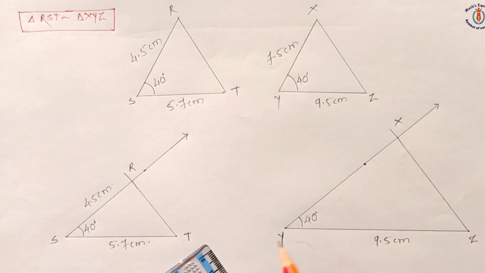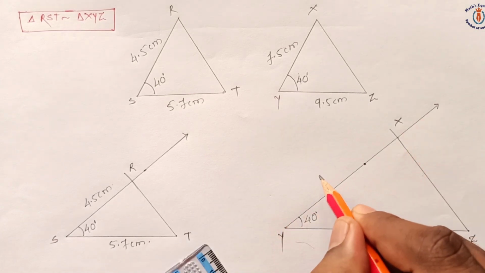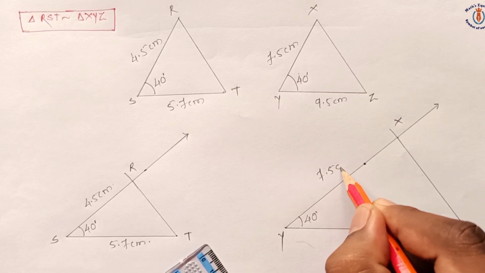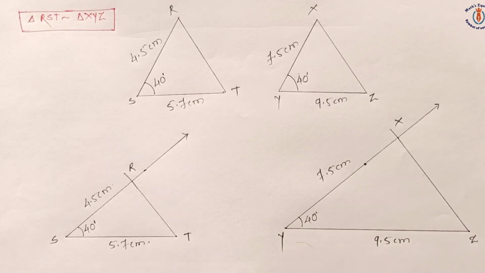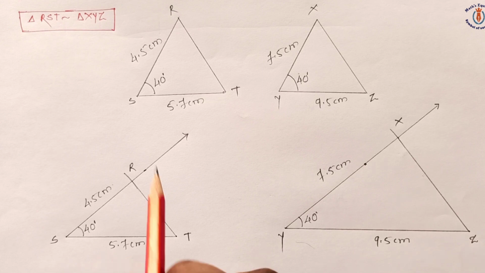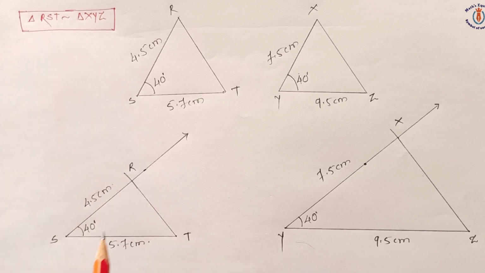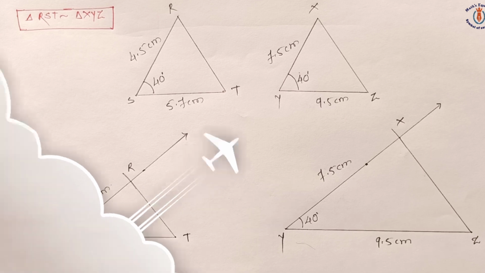So this is the triangle XYZ. This XY is equal to 7.5 centimeter, this angle XYZ is 40 degree, and this base is 9.5 centimeter. So in this way we can easily construct both triangles which are similar to each other. First triangle is RST, this one, and second one is XYZ. How simple is this? So let's move toward the next example.